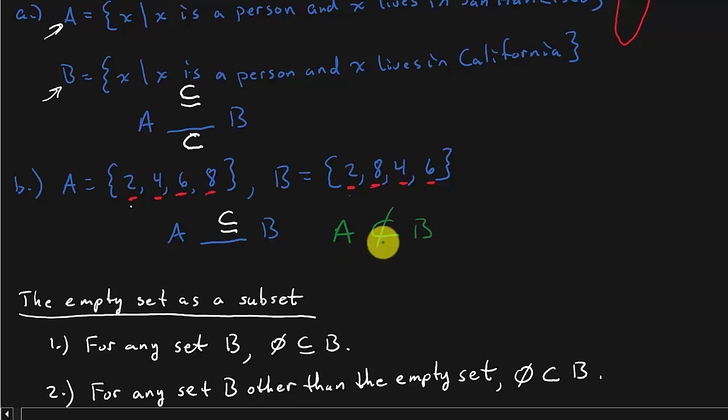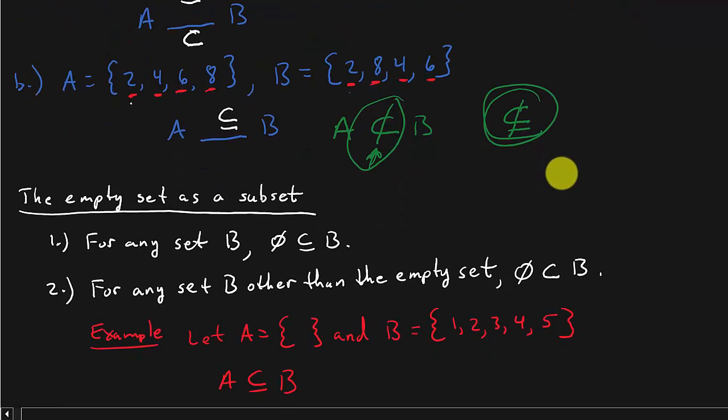Now remember, keep in mind, this symbol is not the same as this one. This symbol here says that it's not a subset. What does this symbol say? This symbol says it's not a proper subset. So if you run across this symbol, that's all it means. It's not saying A is not a subset of B. It's saying A is not a proper subset of B. I hope all that makes sense so far.